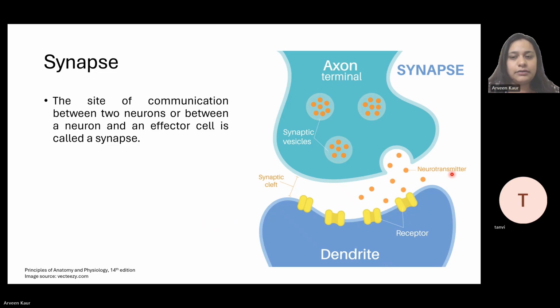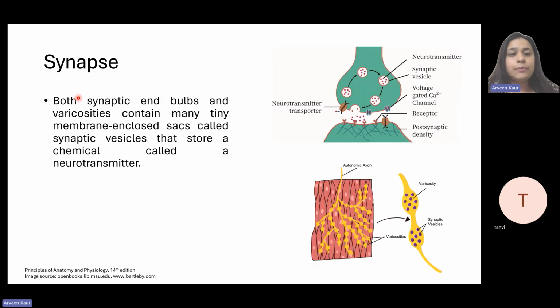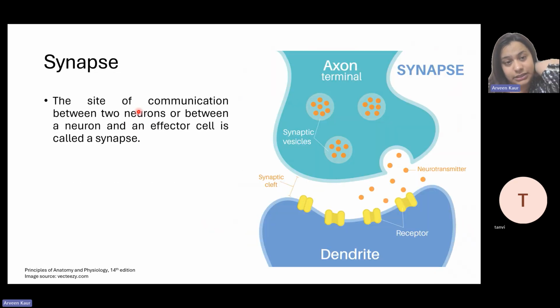So that is what. Both the synaptic end bulbs and varicosities contain many tiny. Okay, I think there is a slide that is missing.